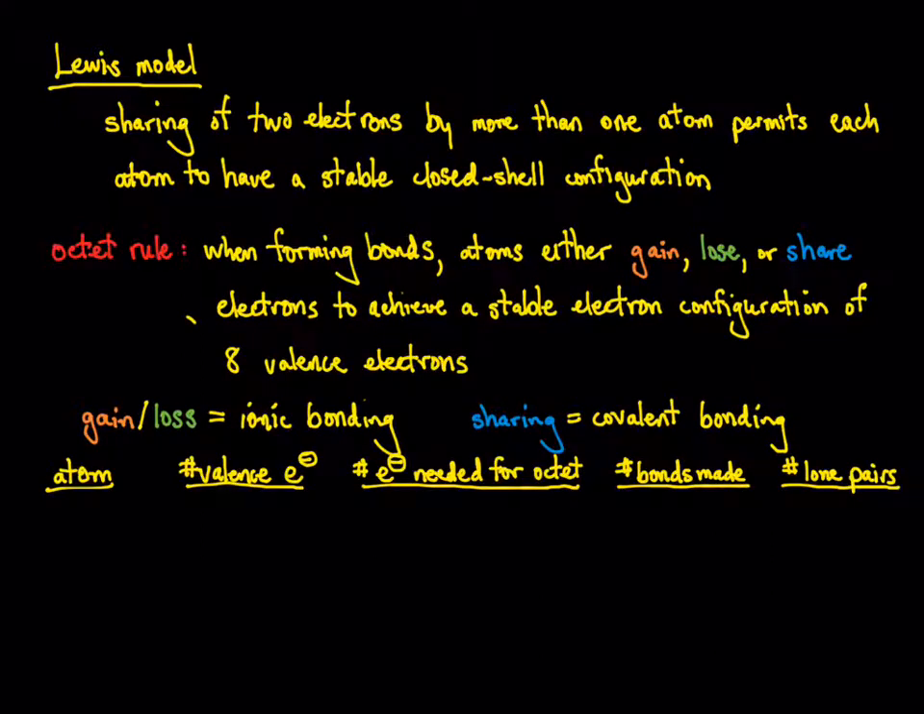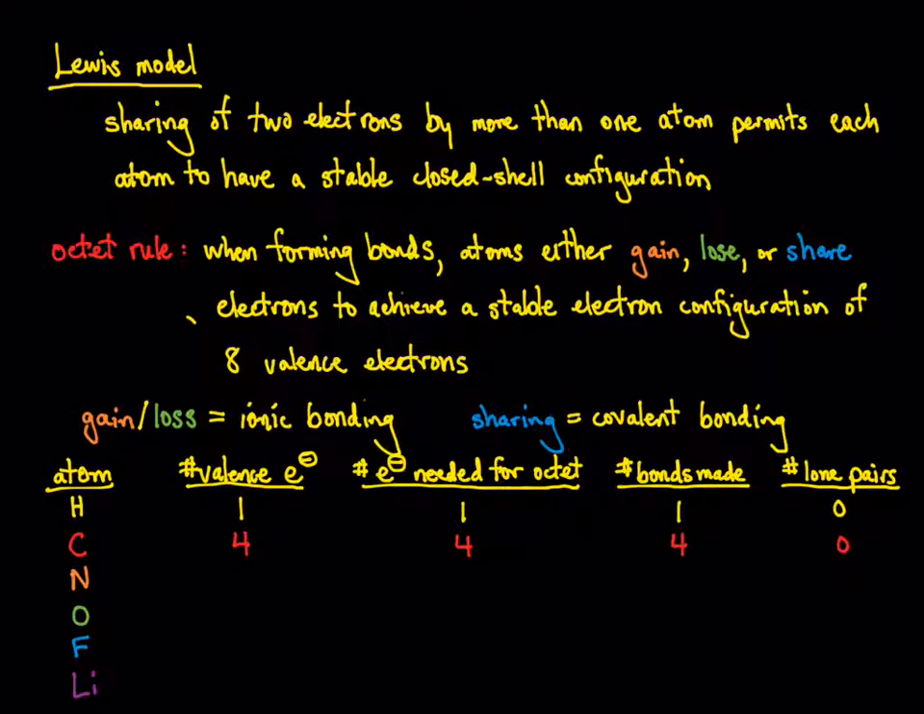If we were to tabulate the first row elements according to their number of valence electrons, number of electrons needed for a complete octet, the number of covalent bonds made, and the number of lone pairs, we see some obvious patterns emerge for covalent compounds. For hydrogen, we know that it has one valence electron. Since its complete valence shell can contain a maximum of 2 electrons, it makes a duet instead of an octet, and the number of electrons needed to form this duet is a single electron. This means it can make one bond with no lone pairs.